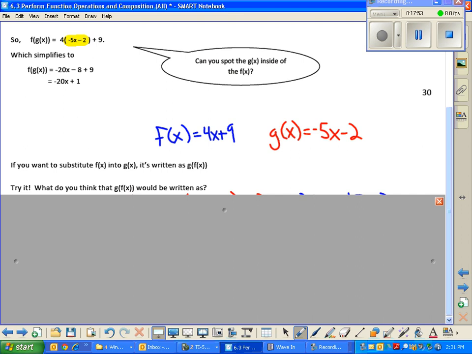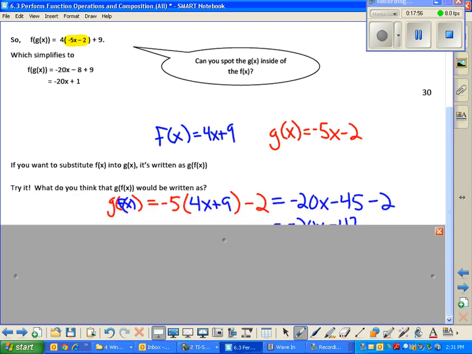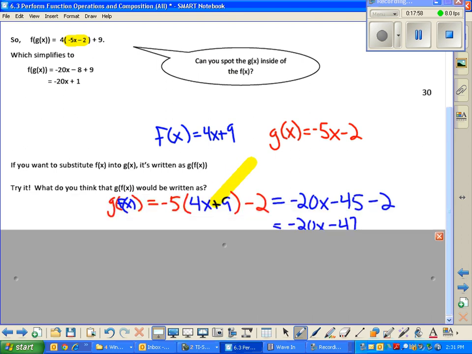Here's how I typically do that. I write my function out. So I open up my function. g of x was negative 5x minus 2 up here. So negative 5x minus 2. That's my g of x up there. And then wherever I see the x, I just leave that blank. And then I take my 4x plus 9 right here, and I plug it in to g of x. And then I can just distribute and simplify.